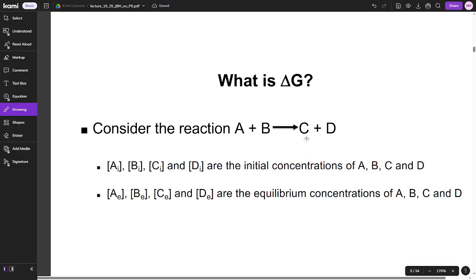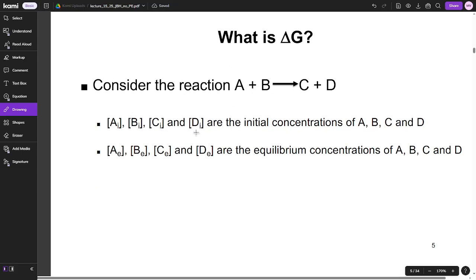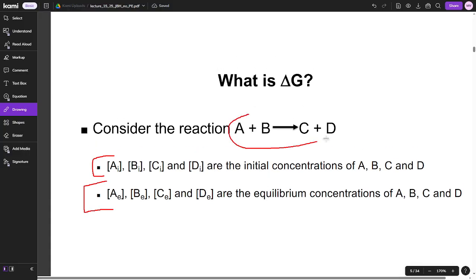So what is delta G? Delta G is looking at the initial concentrations versus the final concentrations at equilibrium. For the derivation that we're going to go through, we're going to set these as the initials, and these are the at-equilibrium values for A, B, C, and D. And this is our reaction formula here, and we're going to use that to figure out delta G.